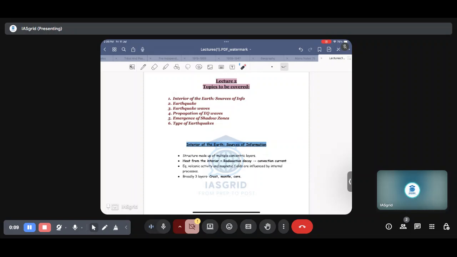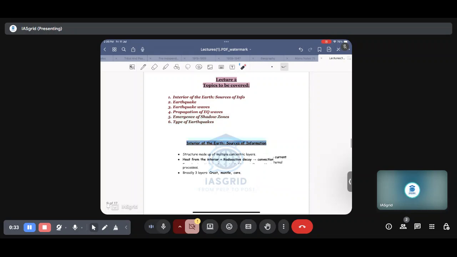The topics that we are going to cover today are the interior of the Earth, wherein we'll look at different sources of information, being direct as well as indirect sources. Then we'll deep dive into waves, earthquake waves, and the propagation of earthquake waves, the emergence of shadow zones, and also the type of earthquakes. So let's dive into the topics.